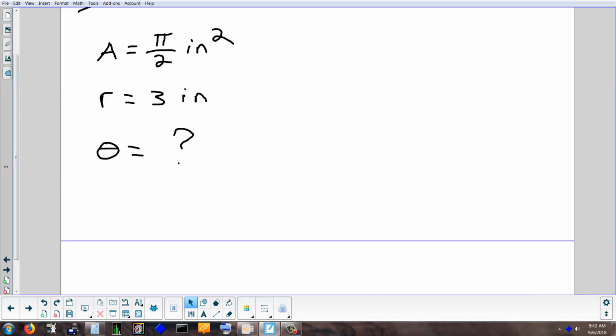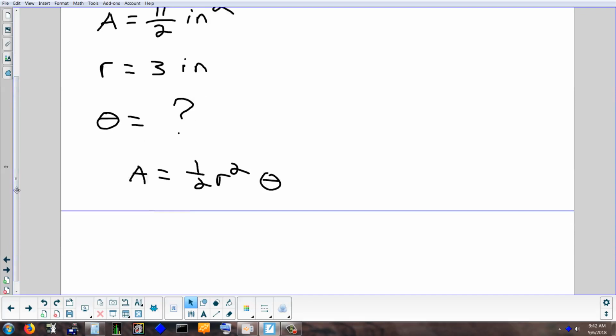All right, so I know this is a problem about area because they're giving me area. So I'll write down my formula. Okay, and let's start with the pi over 2. They tell you to fill that in for A. Next thing is to fill in 3 for R. So we get 3 squared. And theta, there's the question mark, so we don't know.